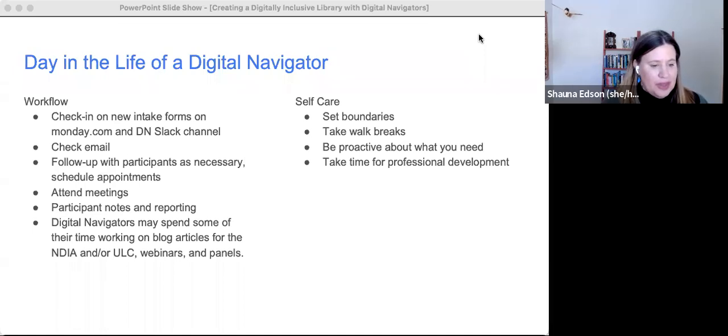Doing reporting, and then our digital navigators, because part of the project was to share this model out, they spent a lot of time working on blogs and webinars and panels and things like that.